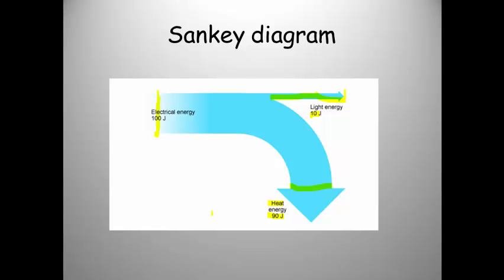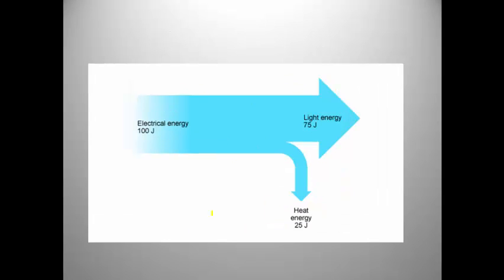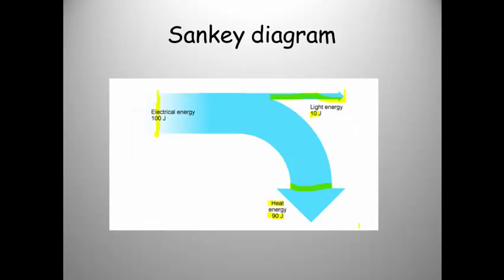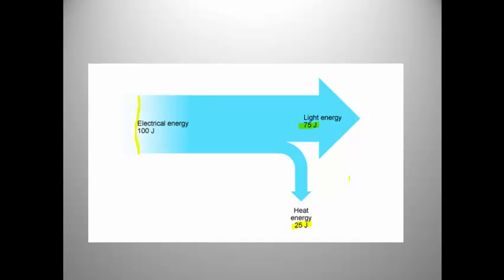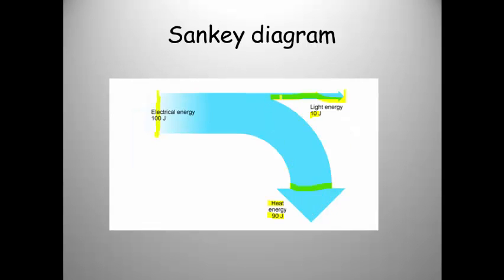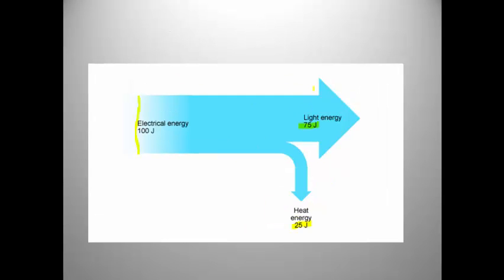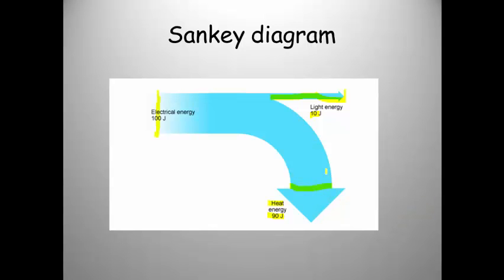Now you compare this Sankey diagram with this one over here, still supplied with 100 joules of energy, but instead now it converts 70 into light and only wastes 25. And you can see just by the diagram which one is more efficient. This wastes a lot, and this wastes very little. This sends very little useful energy forward, and this one makes a lot of useful energy. So that is what is called a Sankey diagram, and it's all relating back to efficiency.